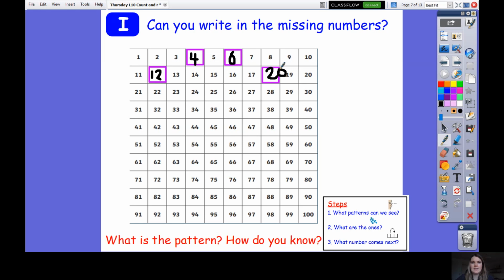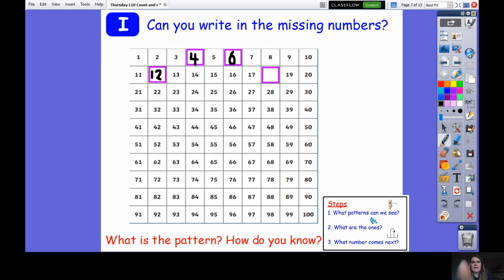Not 20. Why not 20? 20 is already there. Where? Oh, there it is. Oh, that can't be 20 then. Got a little bit confused on that one. I might have to count in my 2s from the beginning.